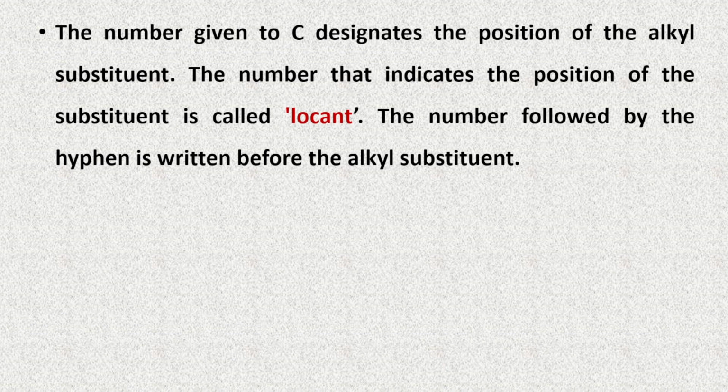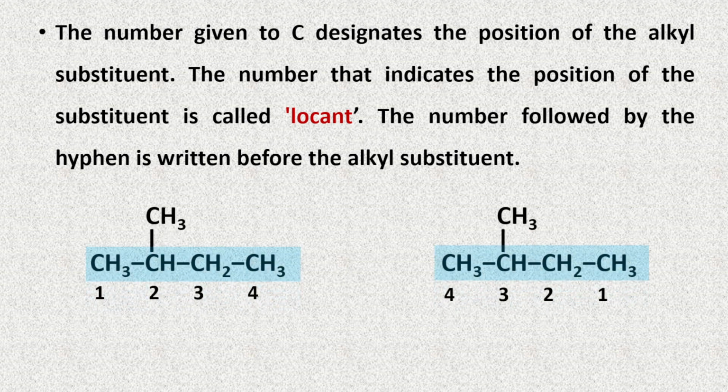The number given to such a carbon represents the position of the alkyl substituent. The number that indicates the position of a substituent is called a locant. The number followed by a hyphen is written before the alkyl substituent. The word locant is basically derived from the word location. So, the correct name of this compound is 2-methyl butane, not 3-methyl butane.